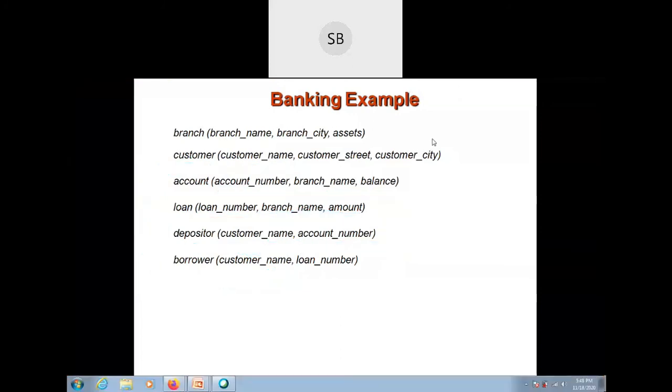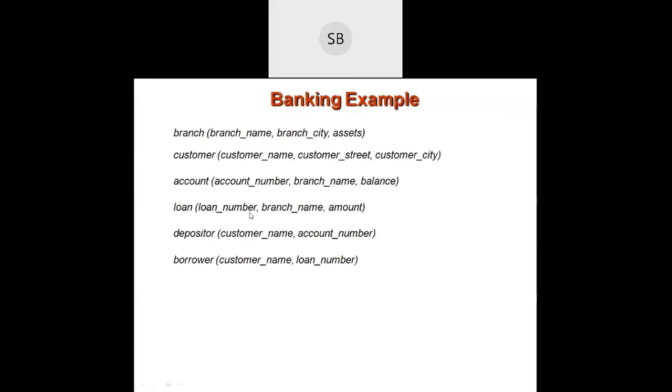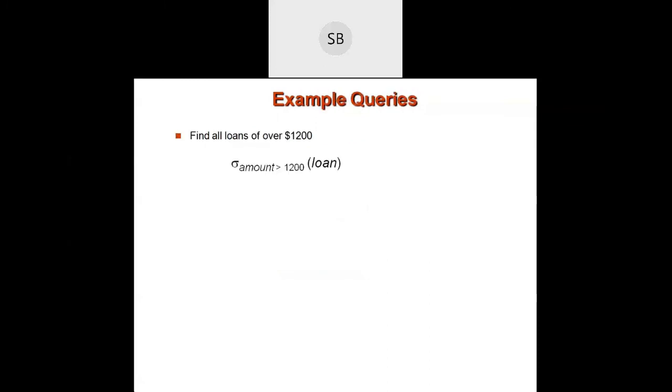So firstly you have to check the query. For example, find all loans of amount greater than $1,200. You require the select operation, and the condition is amount greater than 1,200 from loan. So in the loan table, firstly check that amount is one of the attributes. Then display the records where amount is greater than 1,200 from loan.